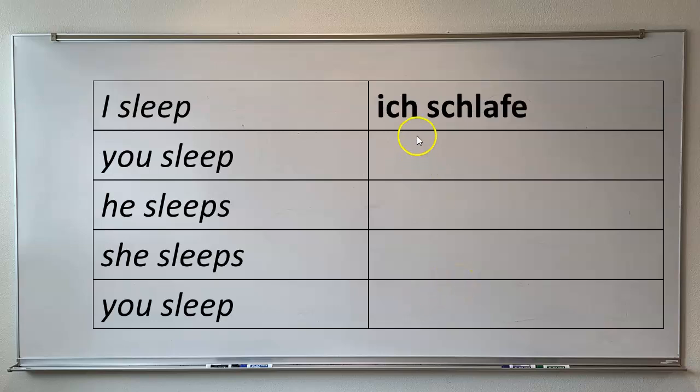So I for ich schlafe, I sleep. And remember, this can also mean I do sleep or I am sleeping. It just depends on the context. Ich schlafe. You sleep, this is the informal you, informal singular you.